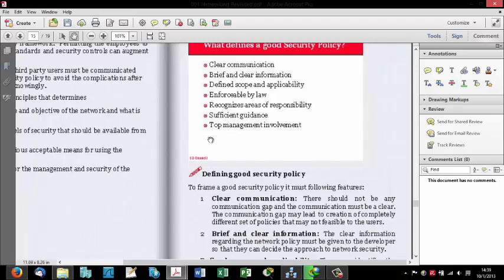Sufficient guidance. There is no policy, and you should use SMTP. The user does not know how to use it. You have a security guideline. It says the user should change his password for his email every 14 days.